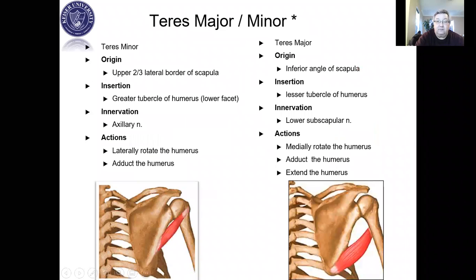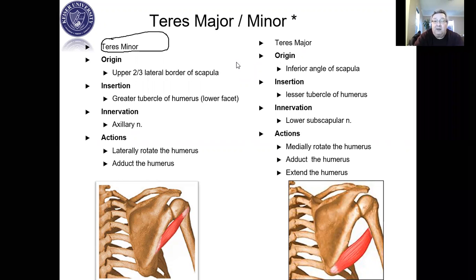The T of the SITS muscles. Now, we'll come back to the teres major. Please understand this. The teres major is not a rotator cuff muscle. It is not a rotator cuff muscle. There are only four: supraspinatus, infraspinatus, teres minor, and subscapularis. There is only four. So we're going to look at teres minor first.